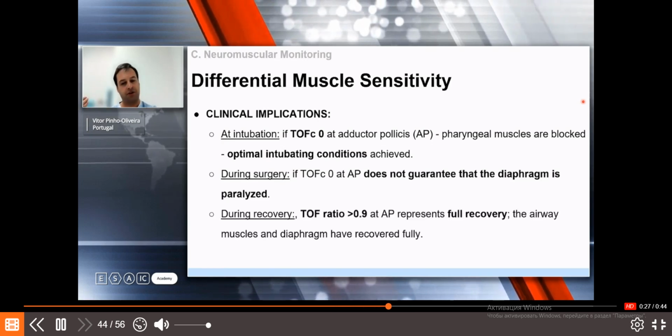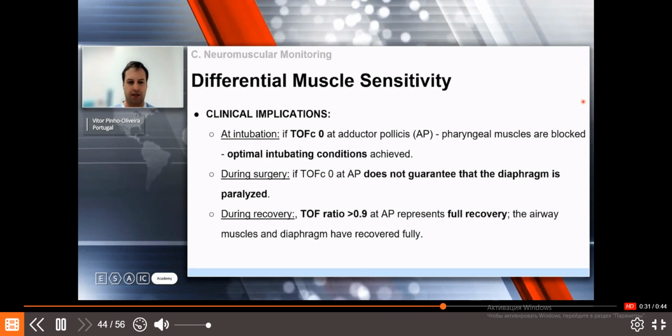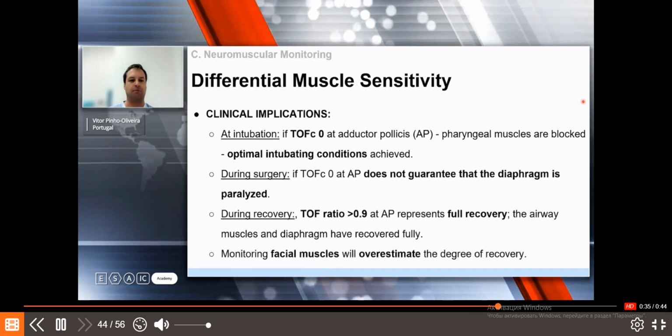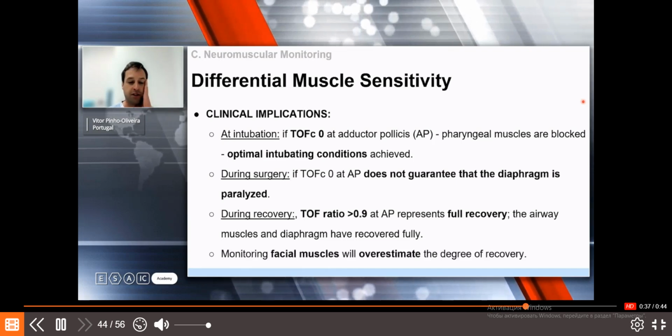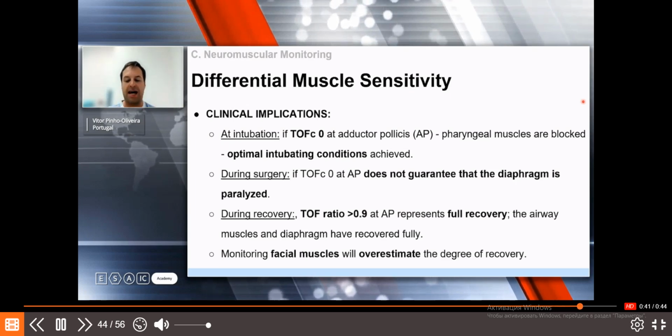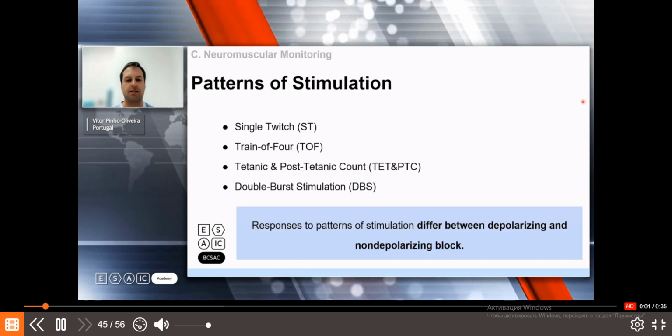And during recovery, a TOF ratio over 0.9 represents full recovery. Yet the airway and muscles are fully recovered with that when measuring it. So monitoring the facial muscles will overestimate the degree of recovery, so we need to add the adductor pollicis. Just a simple, very quick patterns of stimulation.